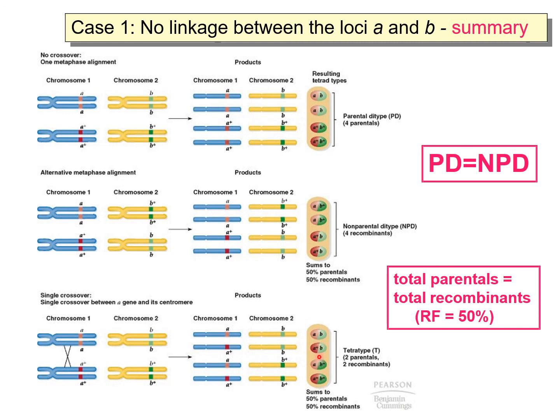If you observe carefully, in all of these three cases, parental ditype is equal to non-parental ditype, and here also there are 50% chances of parental and 50% of recombinants. All put together, the total parentals is equal to total recombinants, which means the recombinant frequency is 50%.